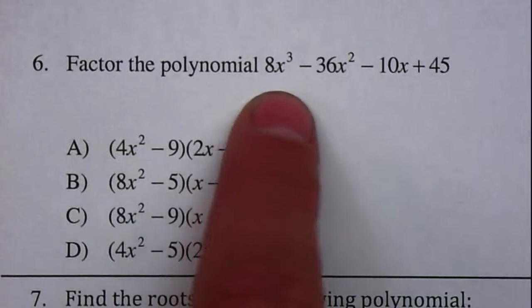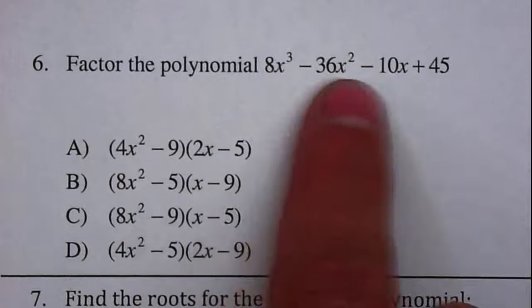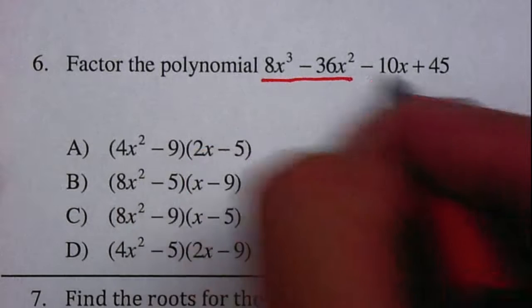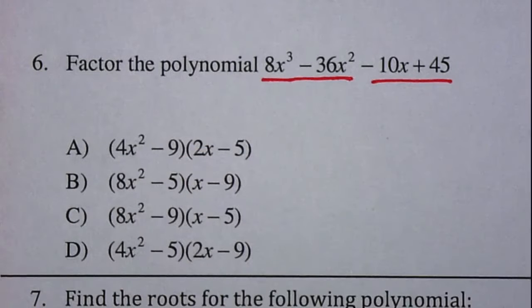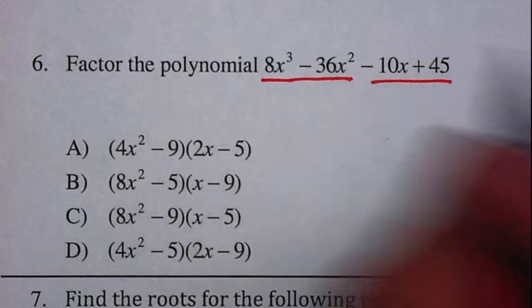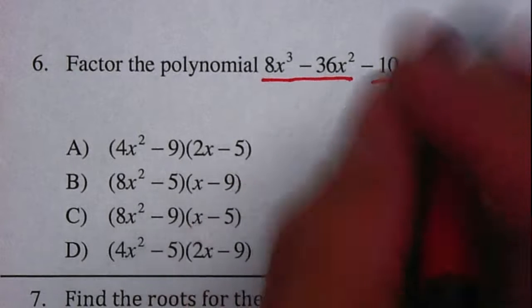Factor the polynomial. They give you a polynomial and ask you to factor. Now, if you notice, we have 4 terms. We have 2 terms here and 2 terms here. So therefore, I'm going to be factoring by grouping. I'm going to group 2 at a time, and I'm going to take the factors of each group.